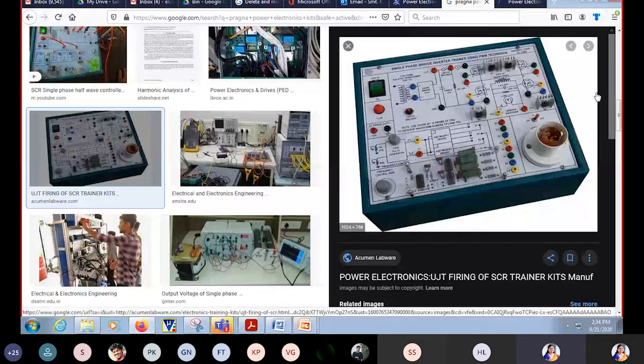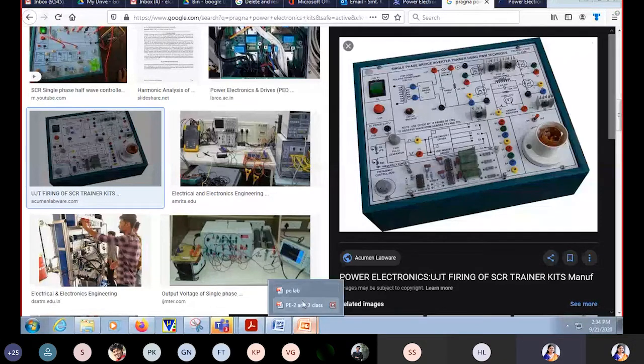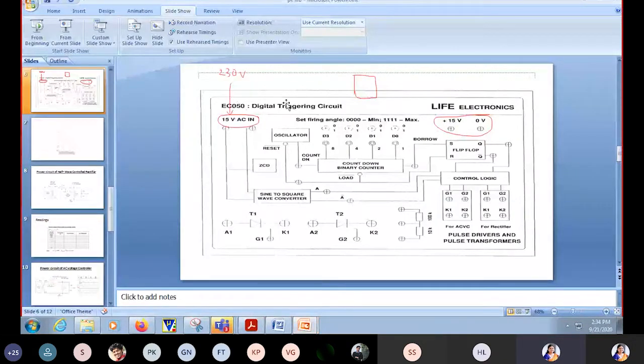We can plug it to the 230 volt supply, and that 230 volt supply will be stepped down to 15 volts AC. That transformer will be inside the kit, and along with that one rectifier will be there which converts AC to DC. 15 volts DC will be provided. These two things will be inside the kit. And one thing I wanted to ask is: why do we need to reduce the 230 volts to 15 volts AC?